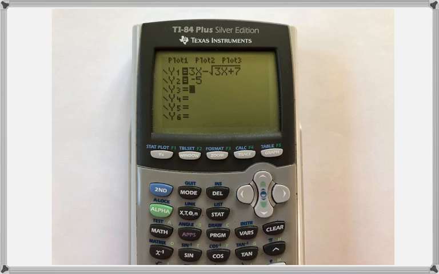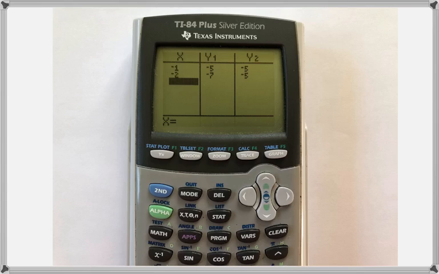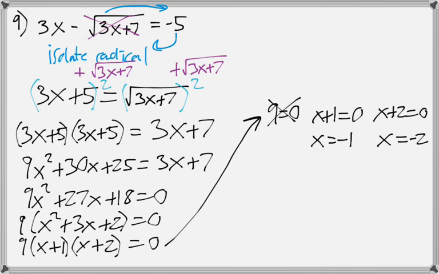So if you type in the two different sides of the equation, and then plug in -1, -2, these match, so -1 works, and these do not match, so -2 does not work. So -1 is a solution, -2 is not a solution.